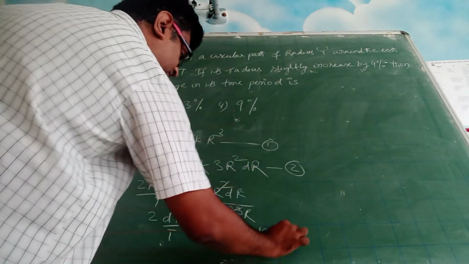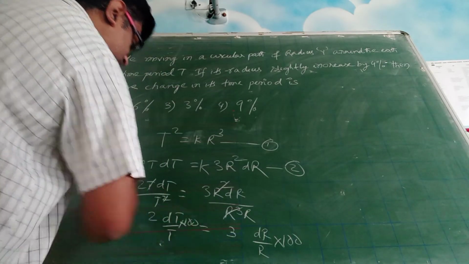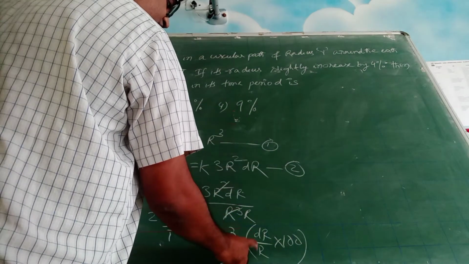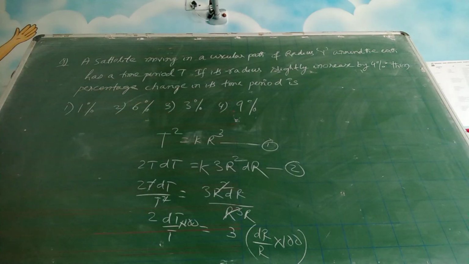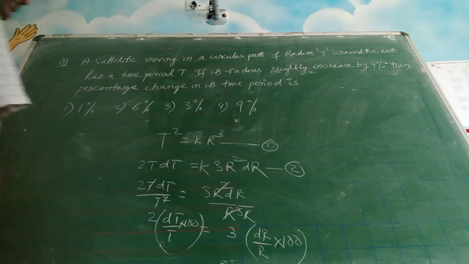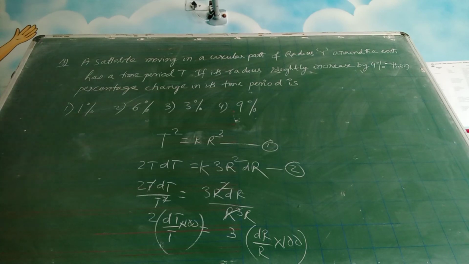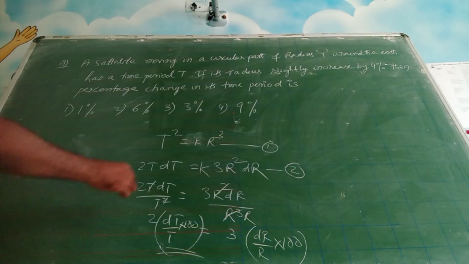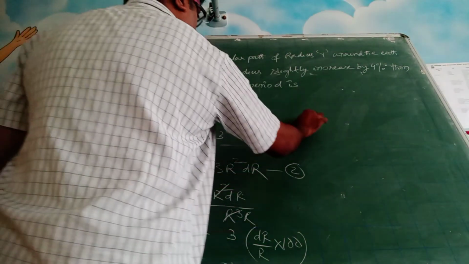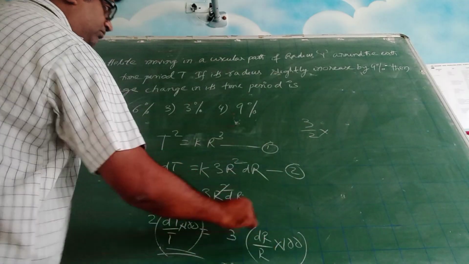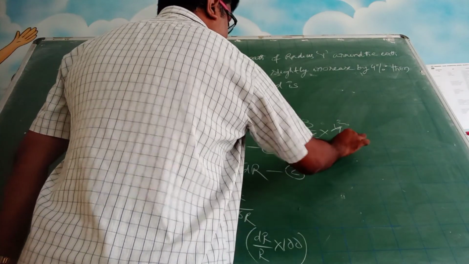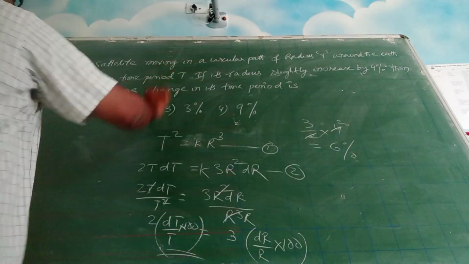Multiply both sides with 100. What is this? This is the slight increase in the radius. dr is the change in the radius, r is the original radius, so it is the percentage rise. And this is the percentage rise or decrease in the time, so basically you are looking for this quantity. So dT by T into 100 will be equal to 3 upon 2 into this term, which is nothing but 4% as per the question. So 2 twos are 4, so this is 6%. Option 2 is the right answer.